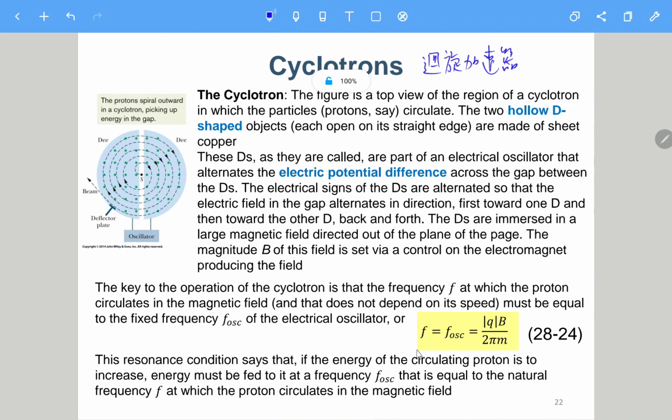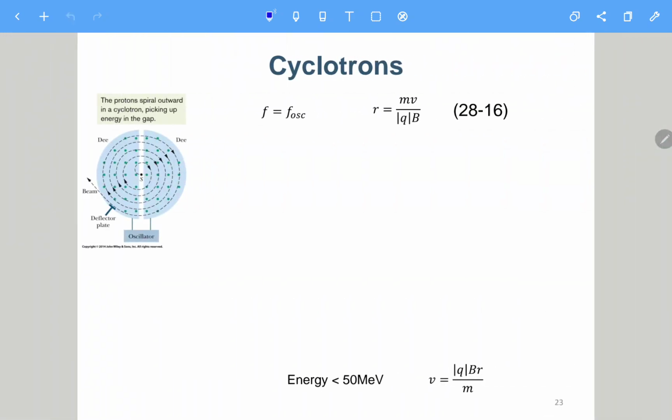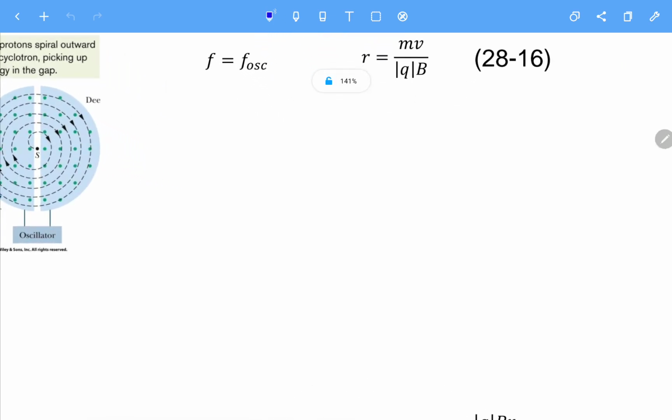And there is a formula for the frequency of the oscillator. Maybe I will talk about this a bit later. So let me talk about why it will be like that. I just mentioned there is a gap. So let me draw it like this.